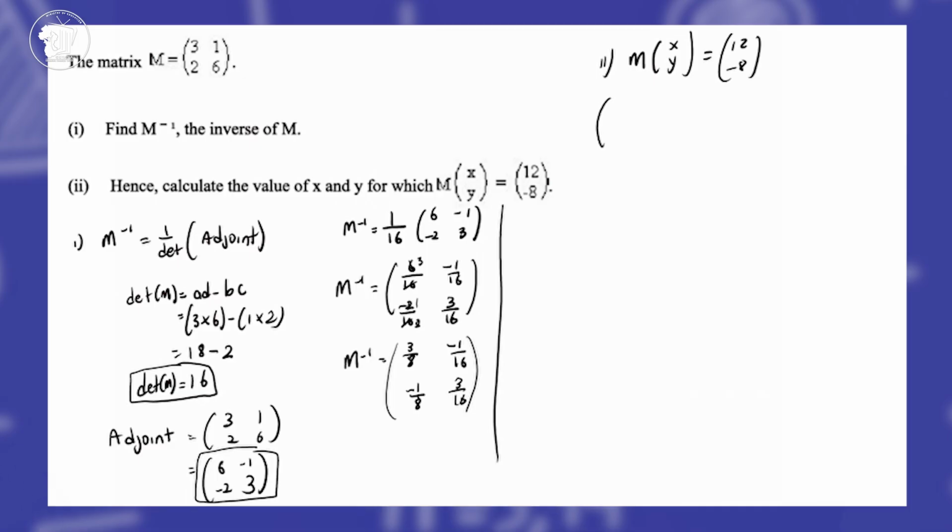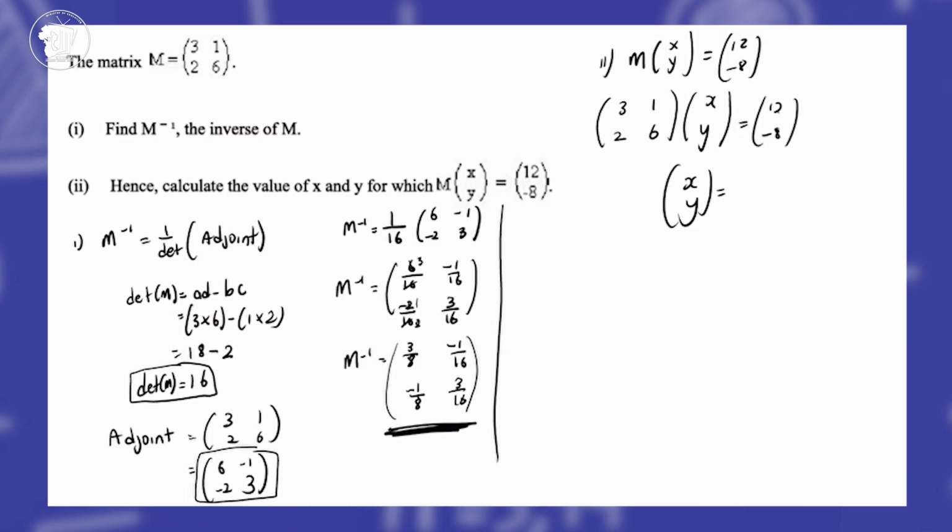So we know the matrix M is [3, 1; 2, 6] multiplied by (x, y), and this is equal to (12, negative 8). So what we need to do, we need to take this matrix over here, to become the inverse of what is here. So I now have (x, y) is equal to, now instead of using the final answer for the inverse, I will calculate the inverse this way, because I don't want these fractions, I don't want these denominators. So before I arrive at these denominators, I will use 1 over 16.